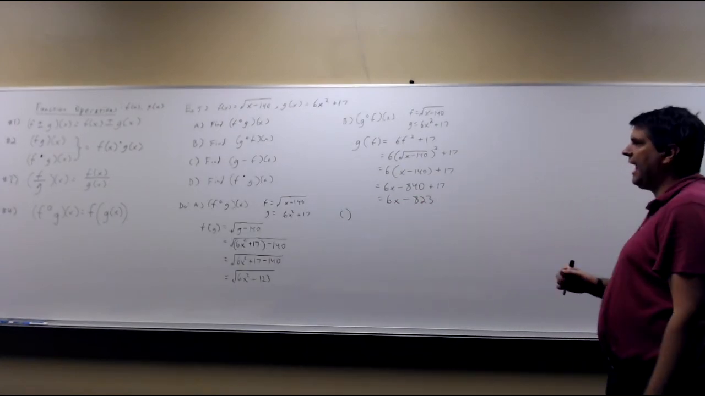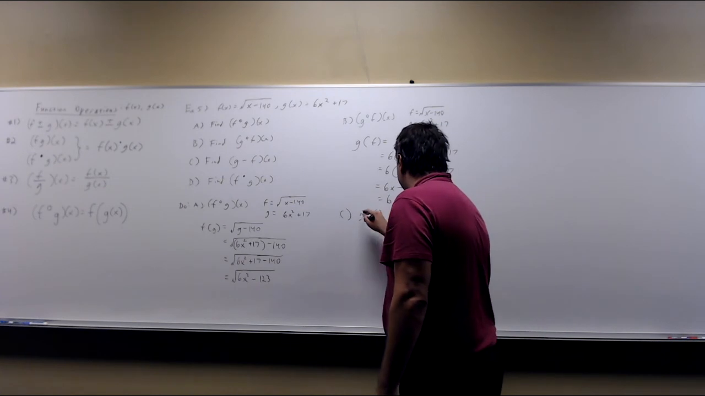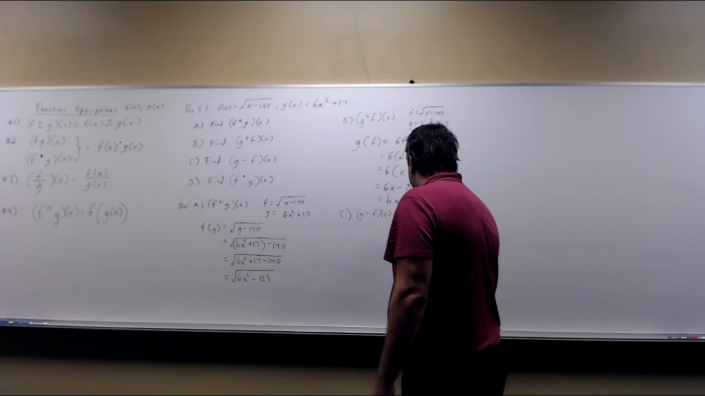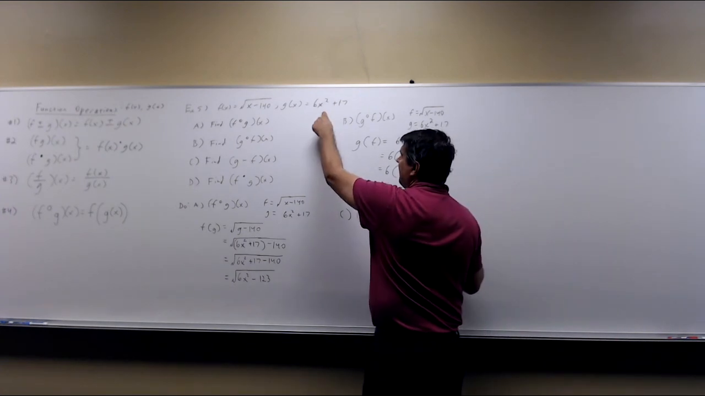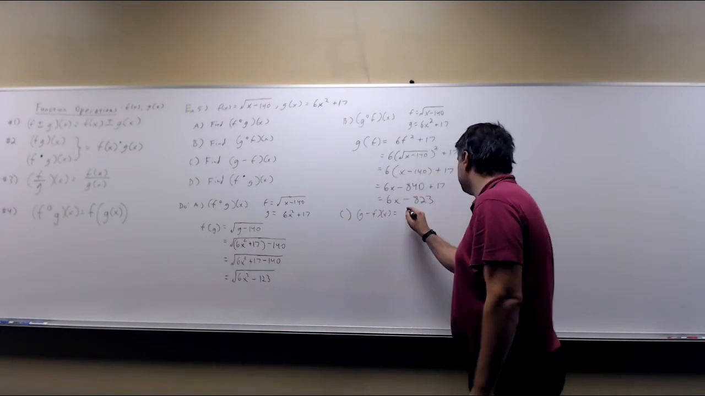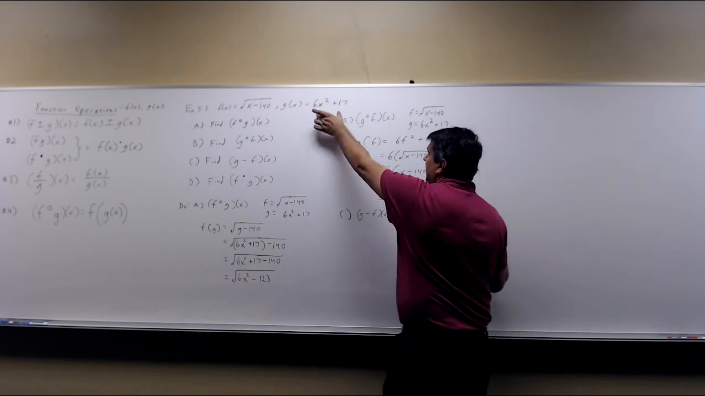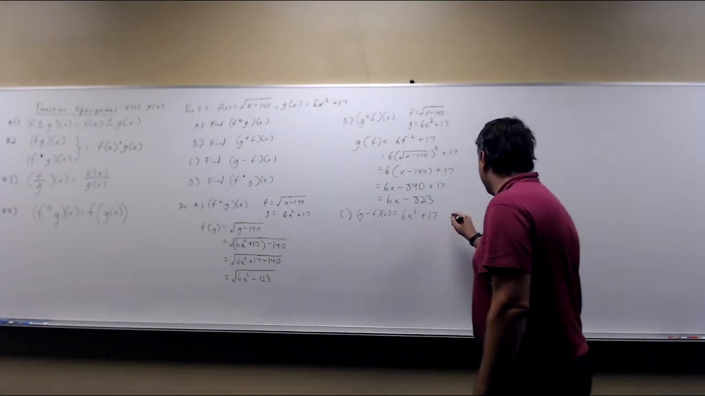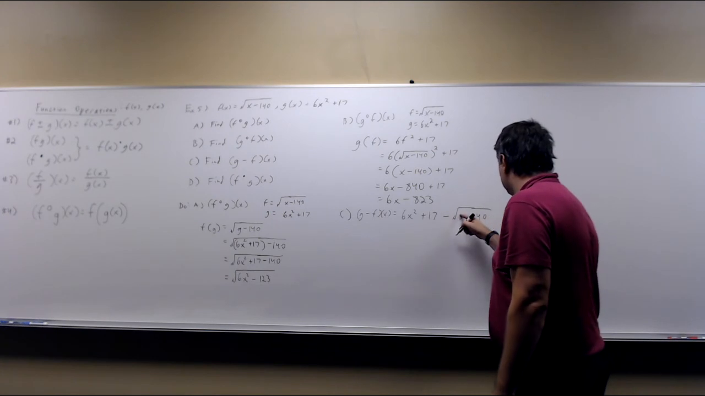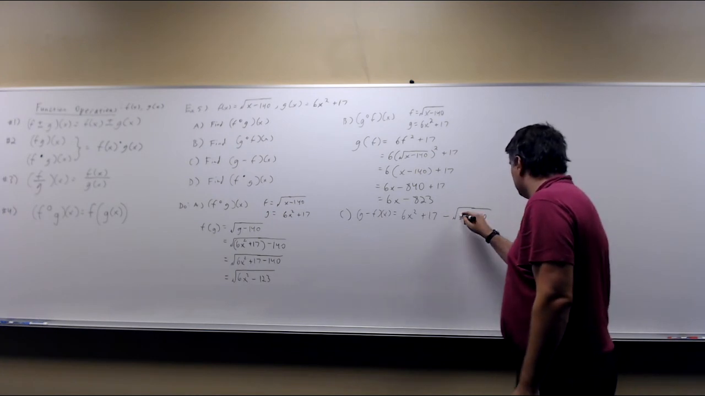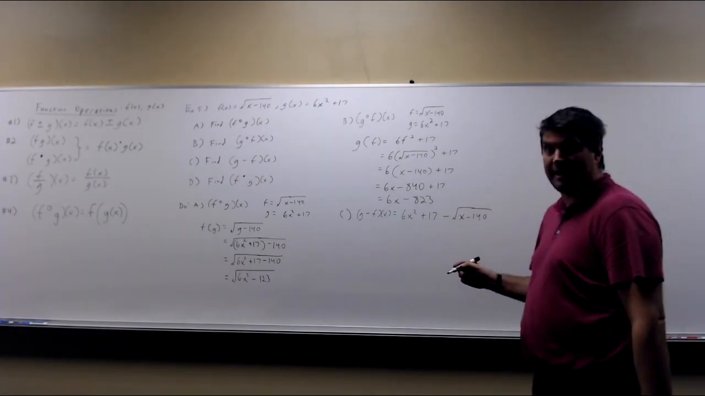All right. And C. G of x minus f of x. So 6x squared plus 17, so that's g minus the f, minus the square root of x minus 140. That's it. That's as far as you can go. Okay? Sometimes they're going to be that easy.